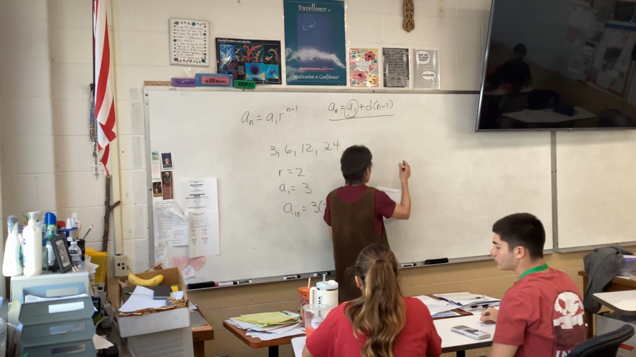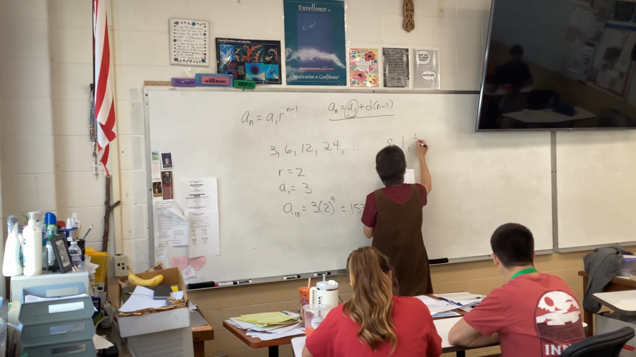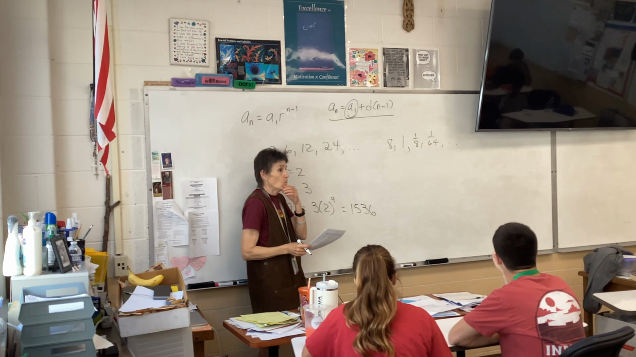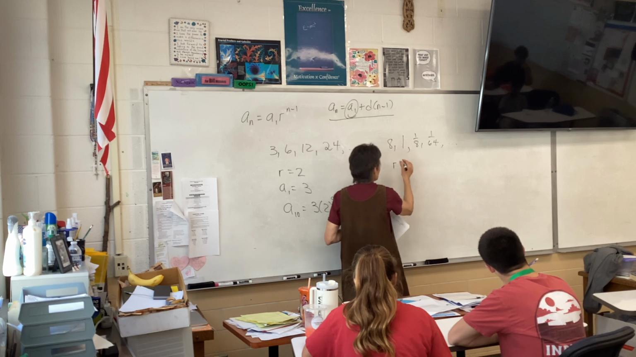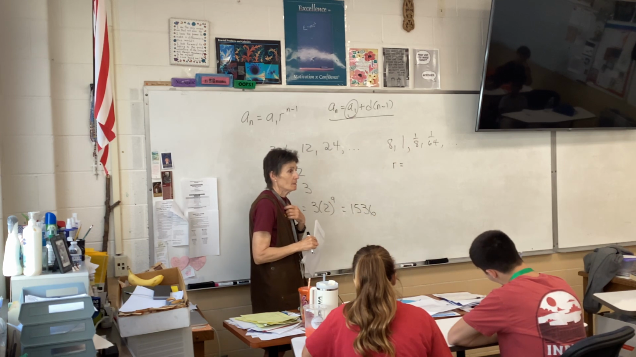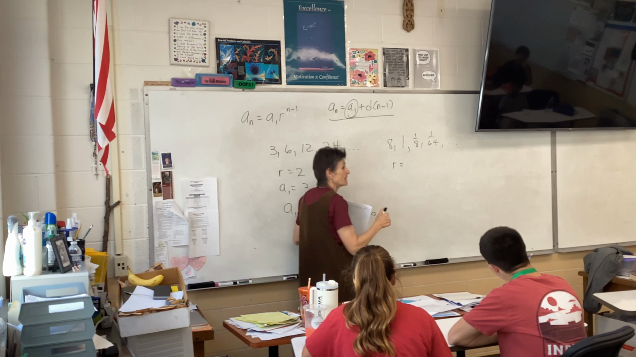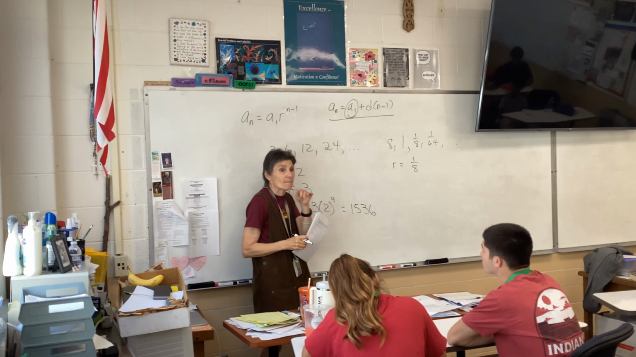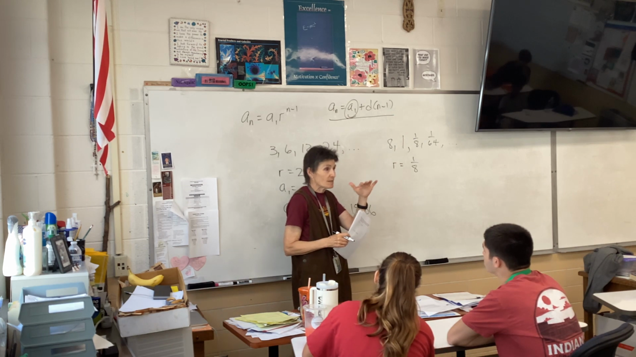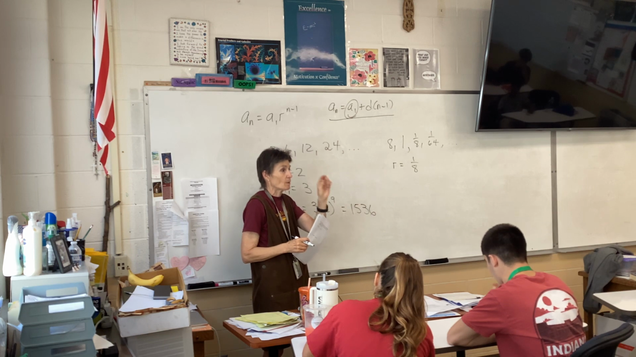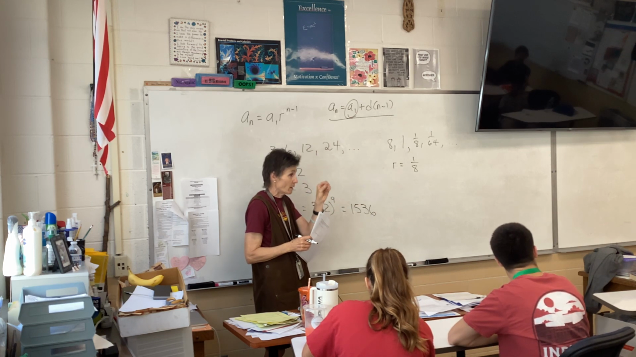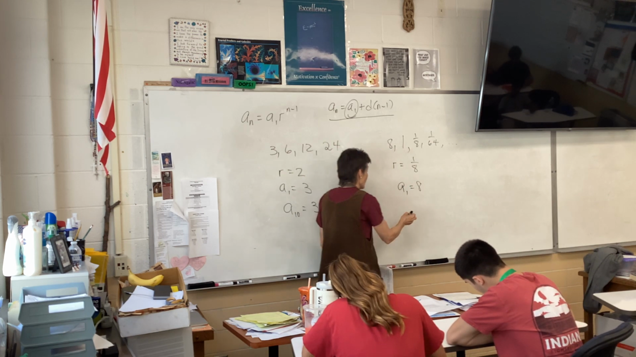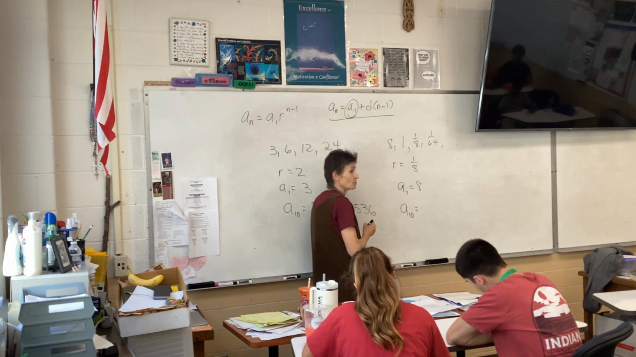All right, come on, you've got to get this next one done. 8, 1, 1/8, 1/64. What is the ratio? What is happening here? Multiplying by 1/8. Now, multiplying by 1/8 is the same as dividing by 8. But when we're doing sequences, we have to be multiplying, not dividing. So we're going to think of it as times 1/8. And your first term is 8. And we again want the 10th term.